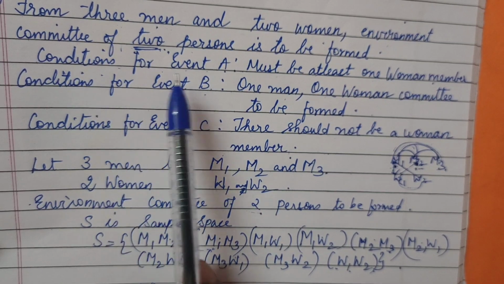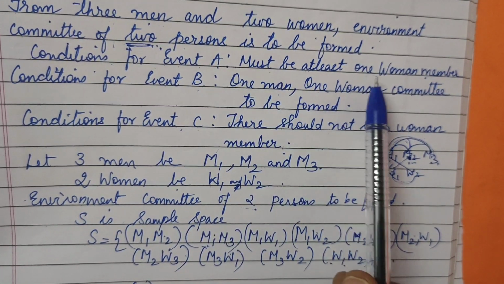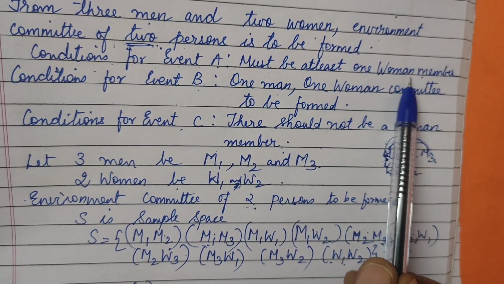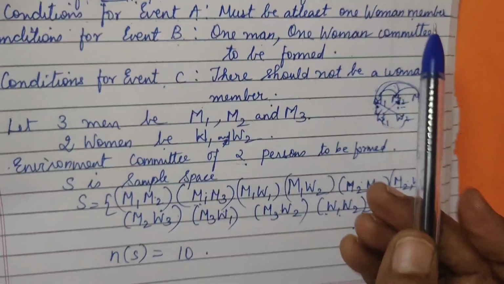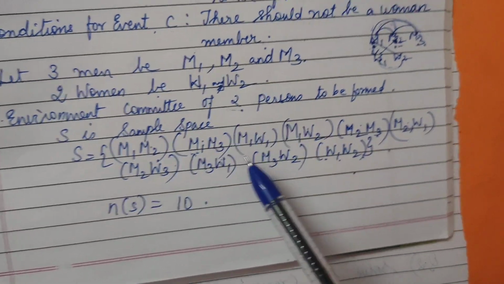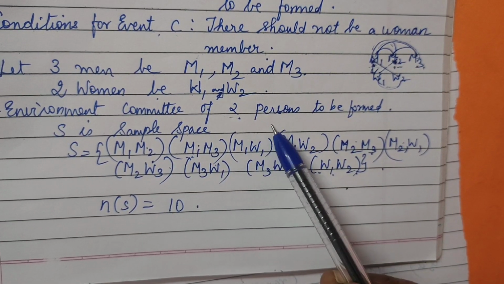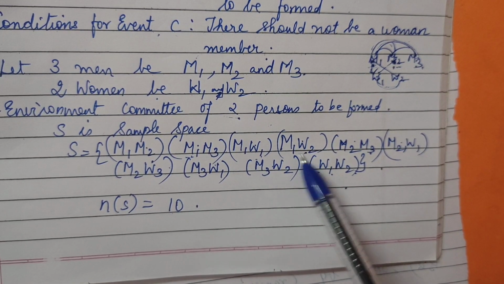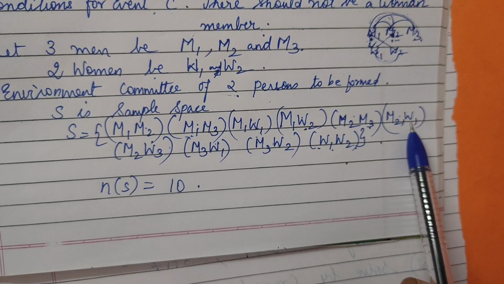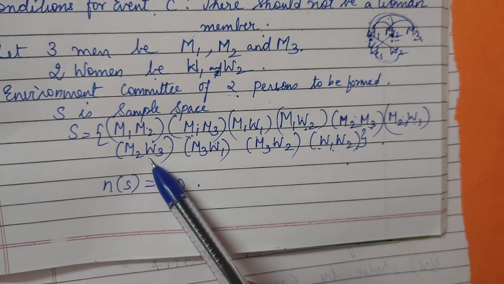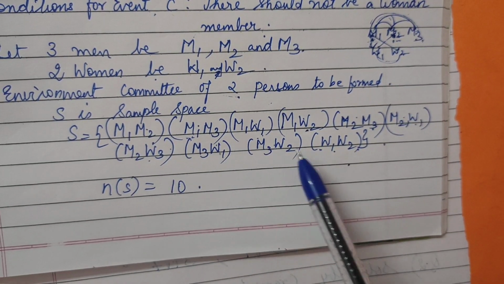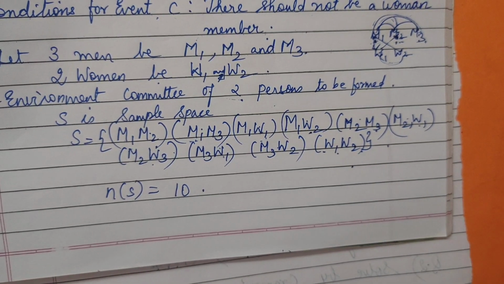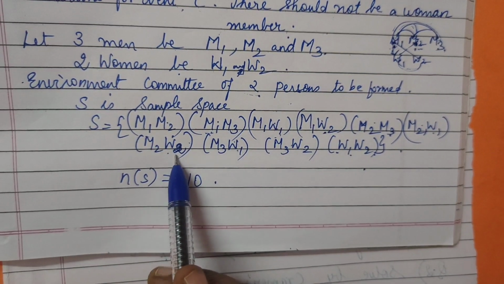Let's go for the conditions of event A here. There must be at least 1 woman member. At least one woman should be there. See where all we can see a woman here. 1, okay, this one. You can see here also W is there, 2. Here also W is there, 3. Here also 4, 5, 6 and 7. Okay dear, just 1 minute. This is W2, woman 2.